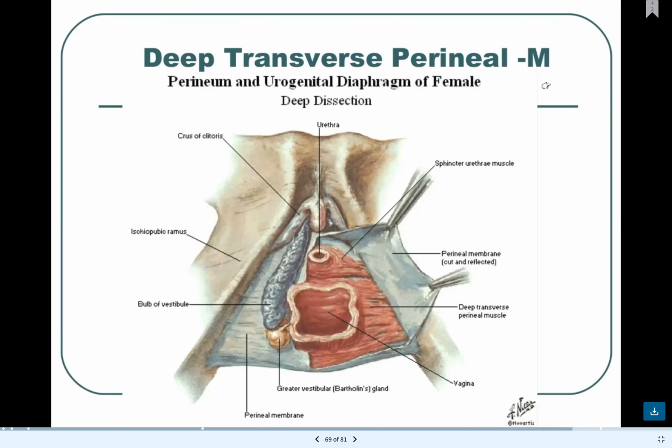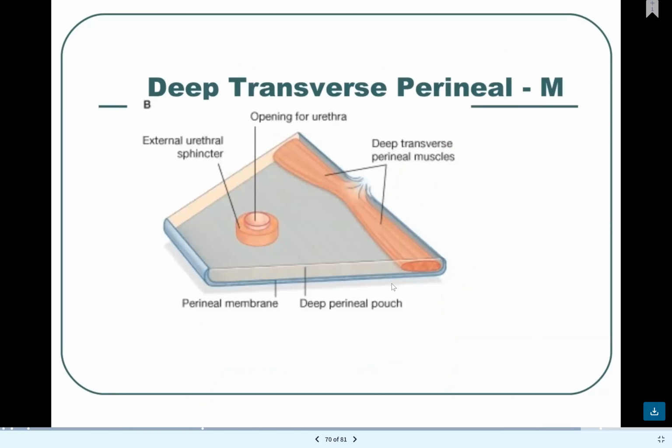Is this a male or female? Then this thing is off. So we are looking at the clitoris. This is the crus of the clitoris. This is the urethra, and this is the vagina. You see how big the vagina is and loose. So it can accommodate anything that passes through it. Now, when you take out these bulbs of the vestibule, you can see the deep transverse perineal muscle. But on top of this perineal membrane, you will see the superficial perineal muscle.